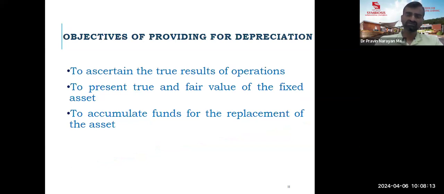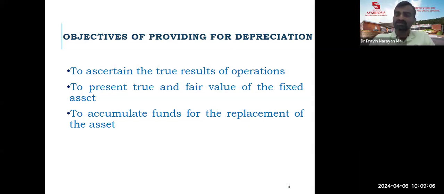Now, let's understand the objectives for providing depreciation. We have to ascertain the true result of the operation. If we are not charging depreciation on the asset, then we are not able to understand the true result of the business operation. Now, let me clear that, and you also keep in your mind that depreciation is a non-cash expense. What am I saying? You should note that depreciation is a non-cash expense. Why is it a non-cash expense?